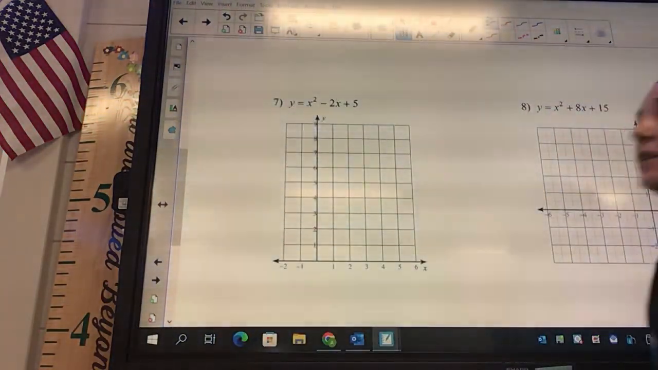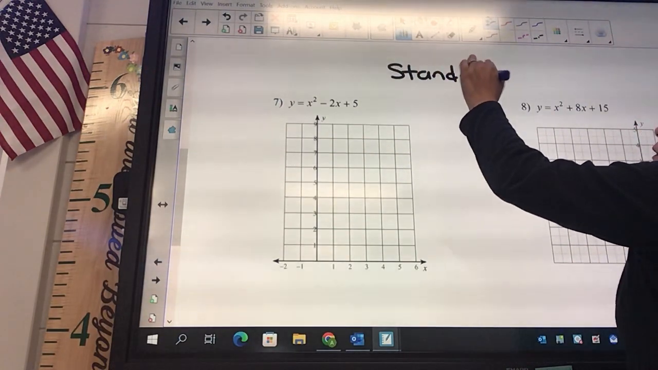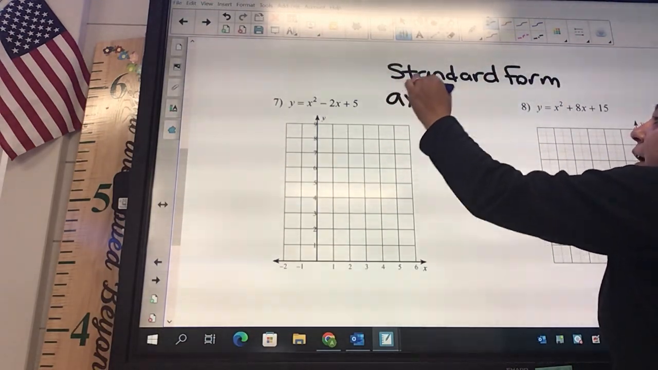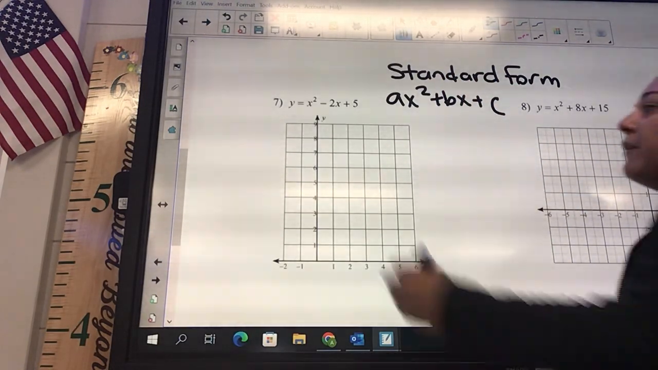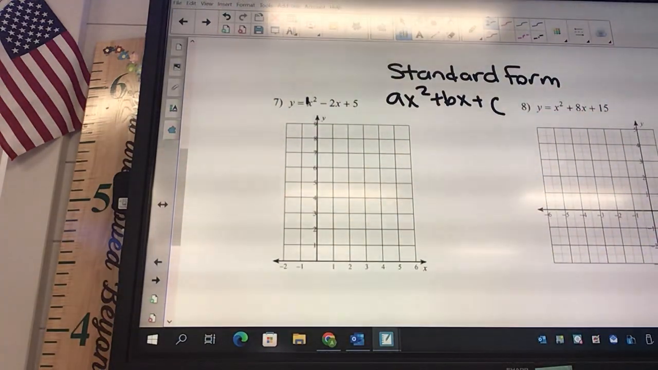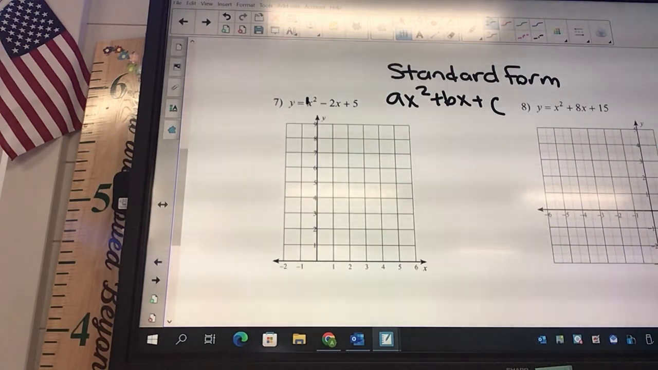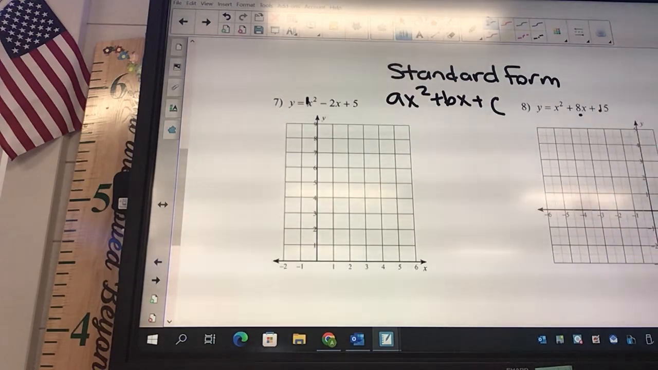Okay, look at 7. These are the ones that are called standard form. The thing goes like this: ax squared plus bx plus c. If we look at number 7, our a is 1. What's our b? Negative 2. What's our c? 5. Okay, if we look at 8, what's our a? 1. Our b is 8. Our c is 15. So you got to know the a's, b's, and c's.